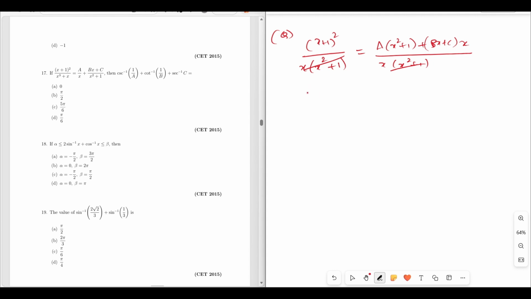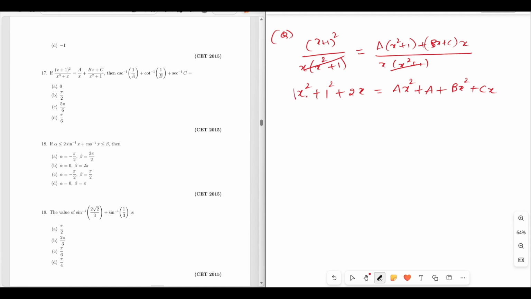So expand this using the a plus b whole square formula: a square plus b square plus 2ab is equal to, just multiply a inside, ax square plus a, plus bx into x is bx square, plus c into x is cx. Okay. So now on comparing the like terms, what do you get?